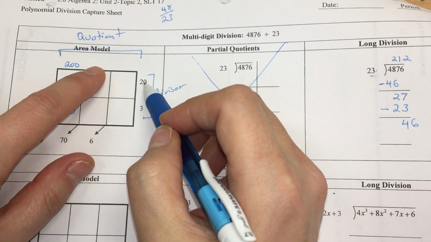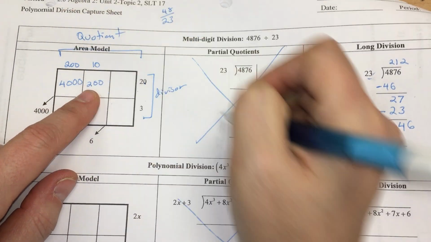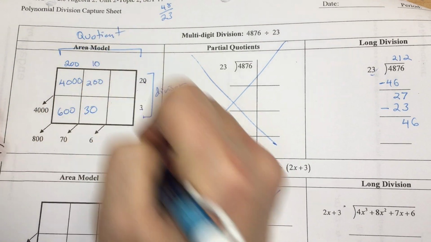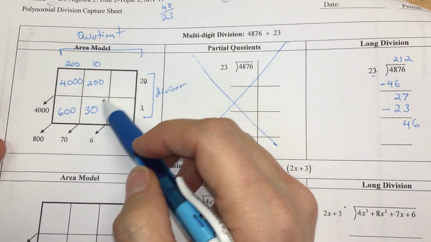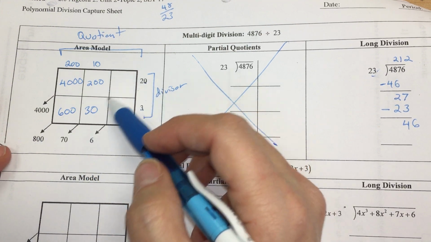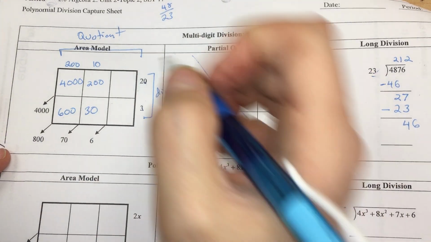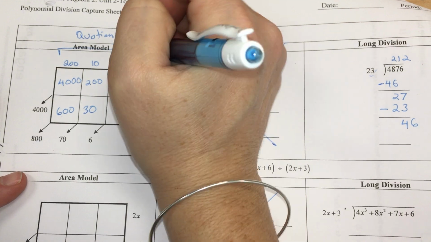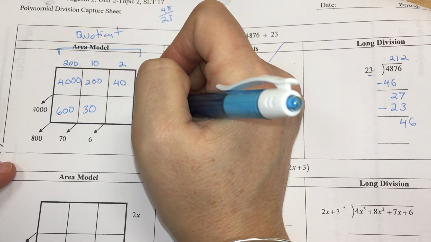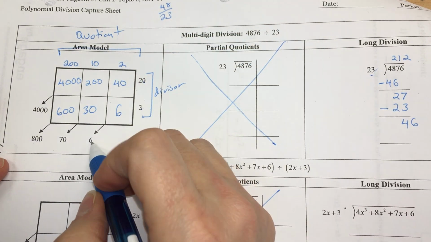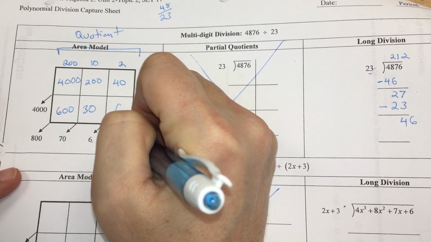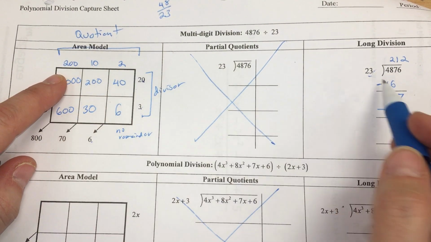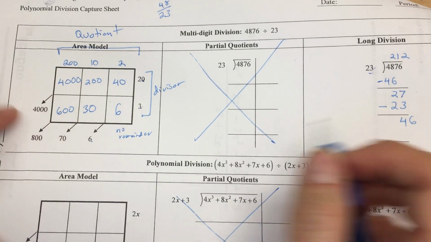So now 20 times what gives me 200? 20 times 10. Now 10 times 3 is 30. Okay, so on this diagonal, it needs to add up to 70. So I have a 30. This has to be a 40. All right, so now 20 times what gives me 40? 2. 2 times 3 is 6, and that's what I have here, so there is no remainder. And if I add up my quotient line, 200 plus 10 plus 2, I get the same 212 that I got from long division.